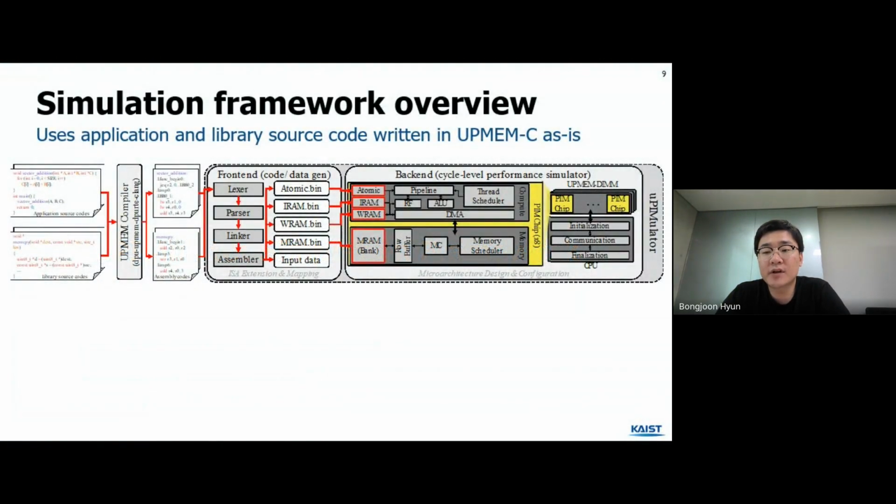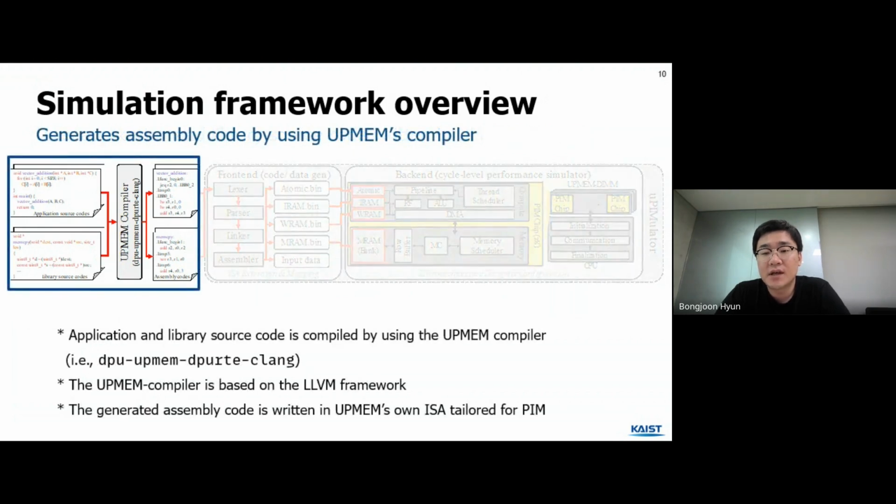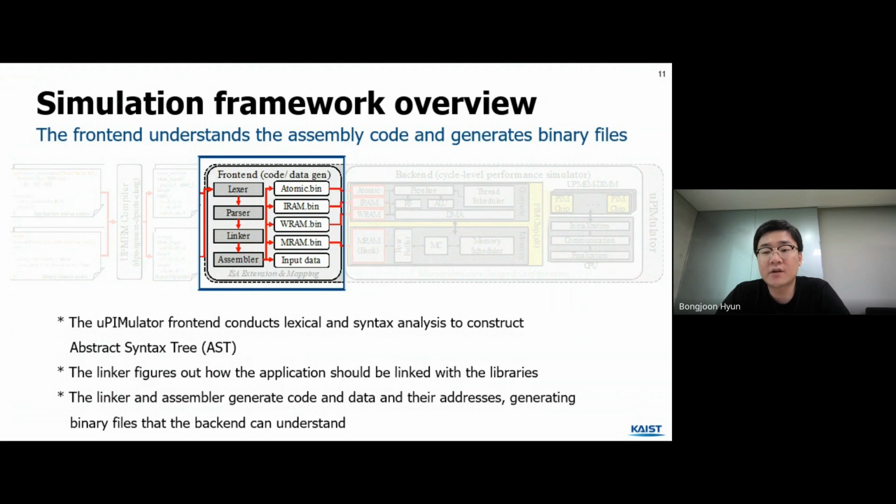Our simulation framework can use application and library source code written in UPMEM's C language. We use UPMEM's open source compiler called UPMEM DPU-RT Clang, which is based on the LLVM framework. This compiler generates assembly code that is written in UPMEM's own ISA tailored for PIM. The front end of our simulation framework conducts lexical and syntax analysis to construct an abstract syntax tree. Then the linker figures out how the application should be linked with the UPMEM libraries. The linker and assembler generate binary files in ones and zeros that the backend can understand.